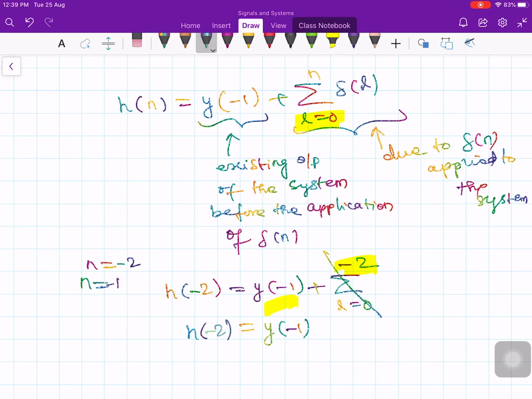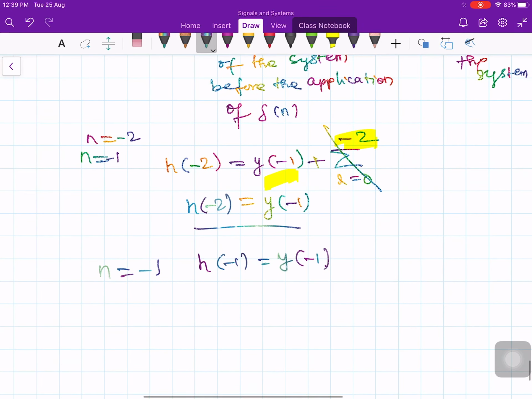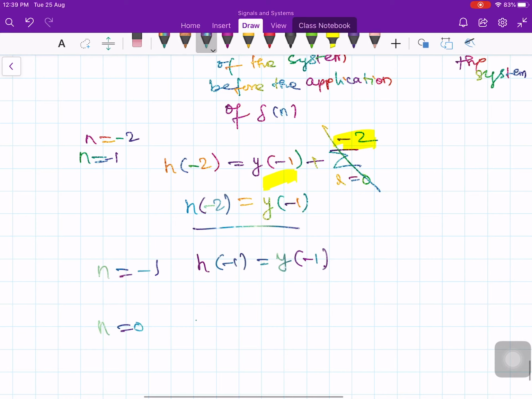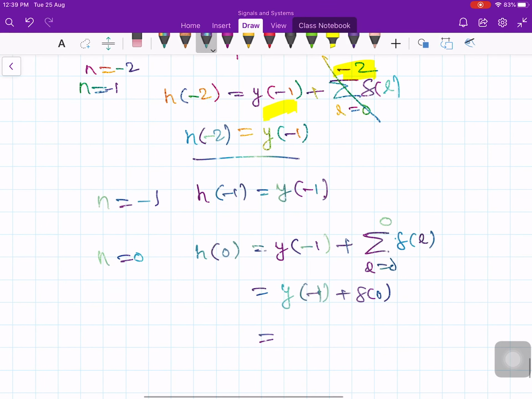Even if we substitute n is equal to minus 1, then also h of minus 1 is equal to y of minus 1. Now you substitute n is equal to 0, then h of 0 is equal to y of minus 1 plus sigma L equals 0 to 0 del of L. That is only one value. So y of minus 1 plus del of 0. What is del of 0? 1. Therefore h of 0 is equal to y of minus 1 plus 1.